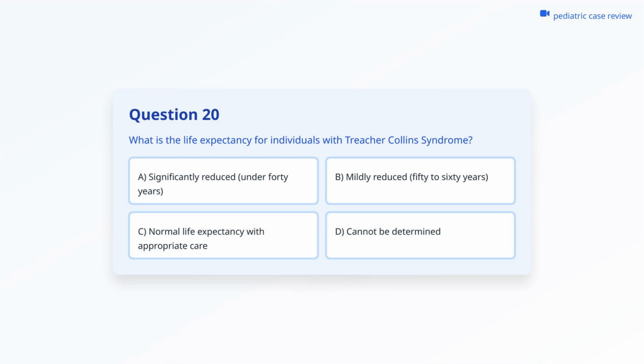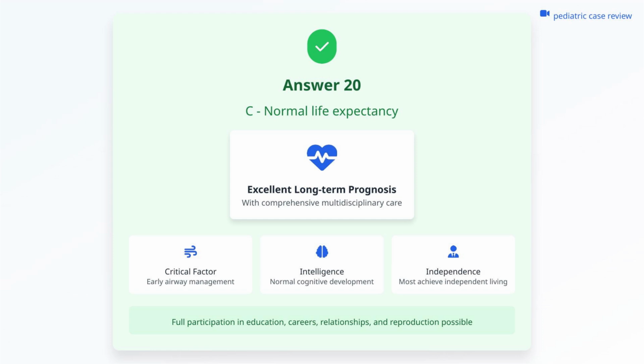Question 20. What is the life expectancy for individuals with Treacher Collins syndrome? Option A, significantly reduced under 40 years. Option B, mildly reduced 50 to 60 years. Option C, normal life expectancy with appropriate care. Option D, cannot be determined. Consider overall prognosis with modern management. The correct answer is C.